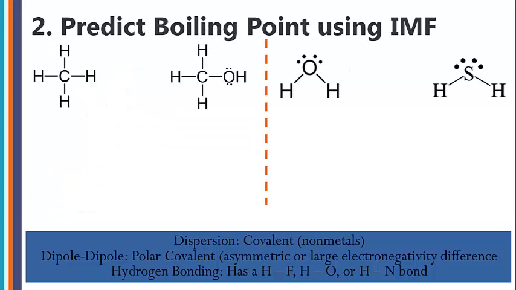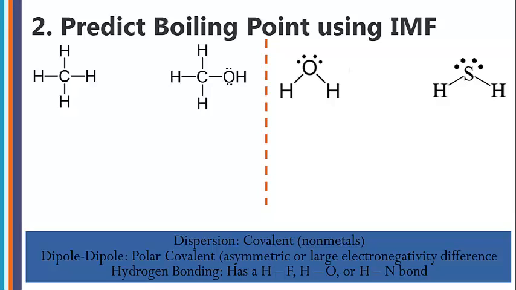Next question asks us to predict the boiling point. In other words, which of these pair is going to have the higher boiling point. So this involves using intermolecular forces. These are the attractive forces that are between two different molecules. So I could have molecule A of water and molecule B of water, but I need at least two molecules in order for there to be intermolecular forces.